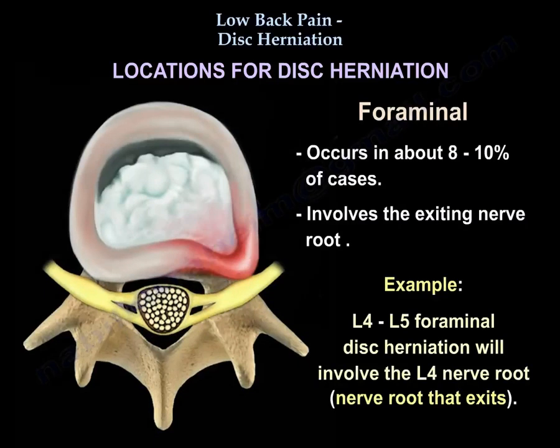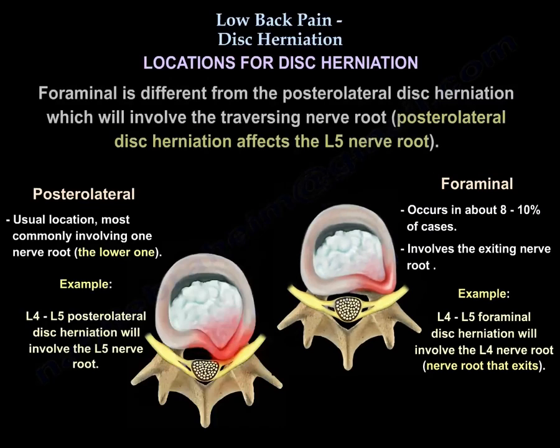The second location of disc herniation is foraminal. It occurs in about 8 to 10% of cases, and it involves the exiting nerve root. For example, an L4-L5 foraminal disc herniation will involve the L4 nerve root, the nerve root that will exit. Different than the posterolateral disc herniation, which will involve the traversing nerve root. In case of L4-L5, the posterolateral disc herniation will involve the L5 nerve root, the traversing nerve root.